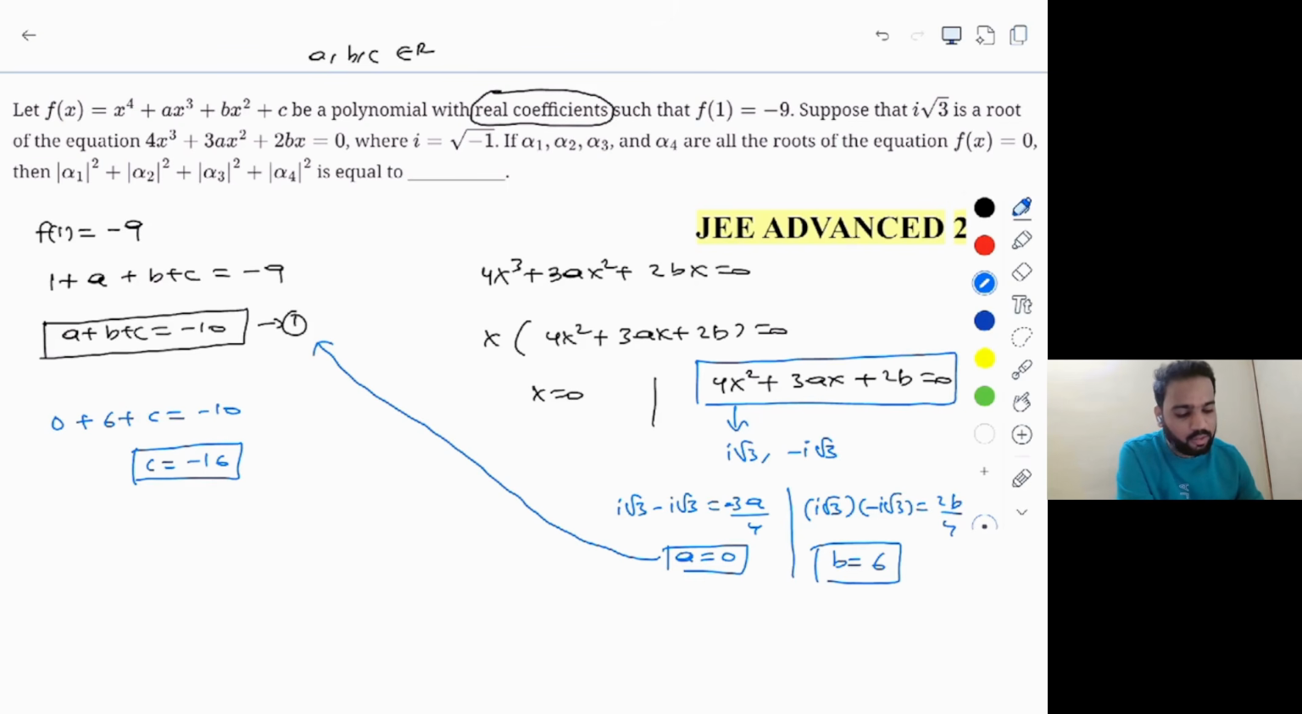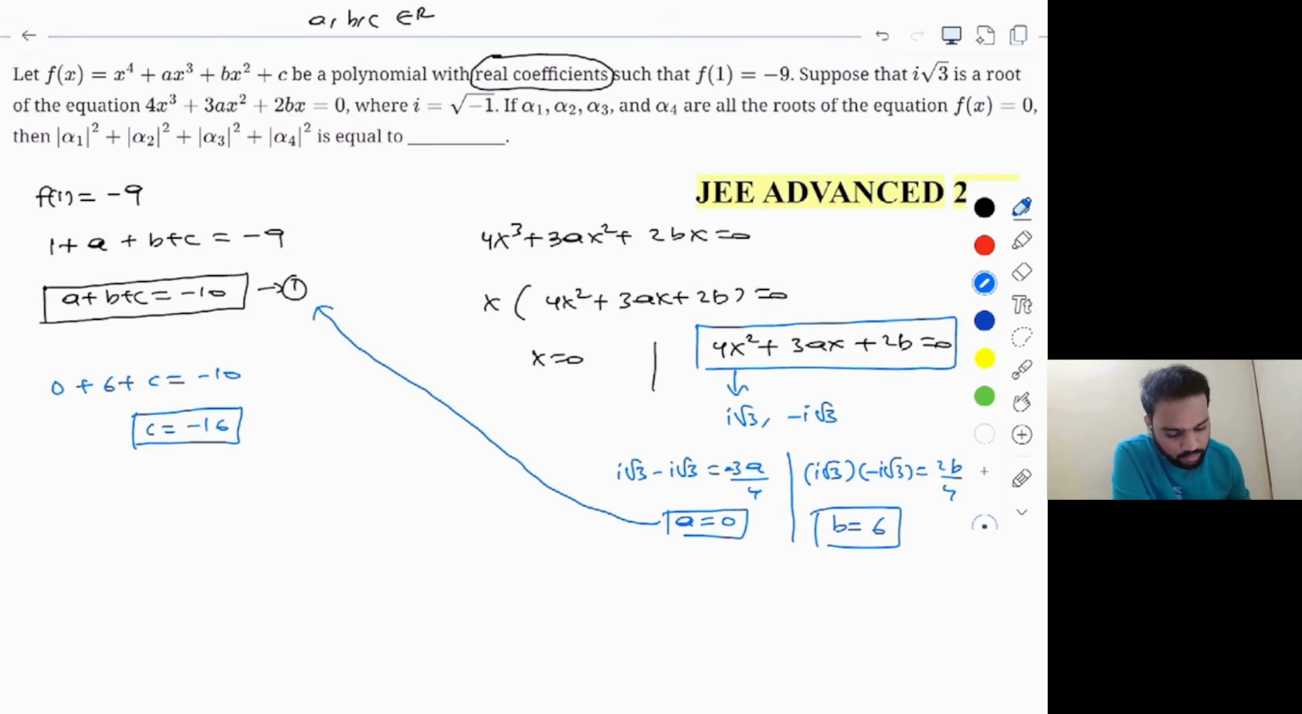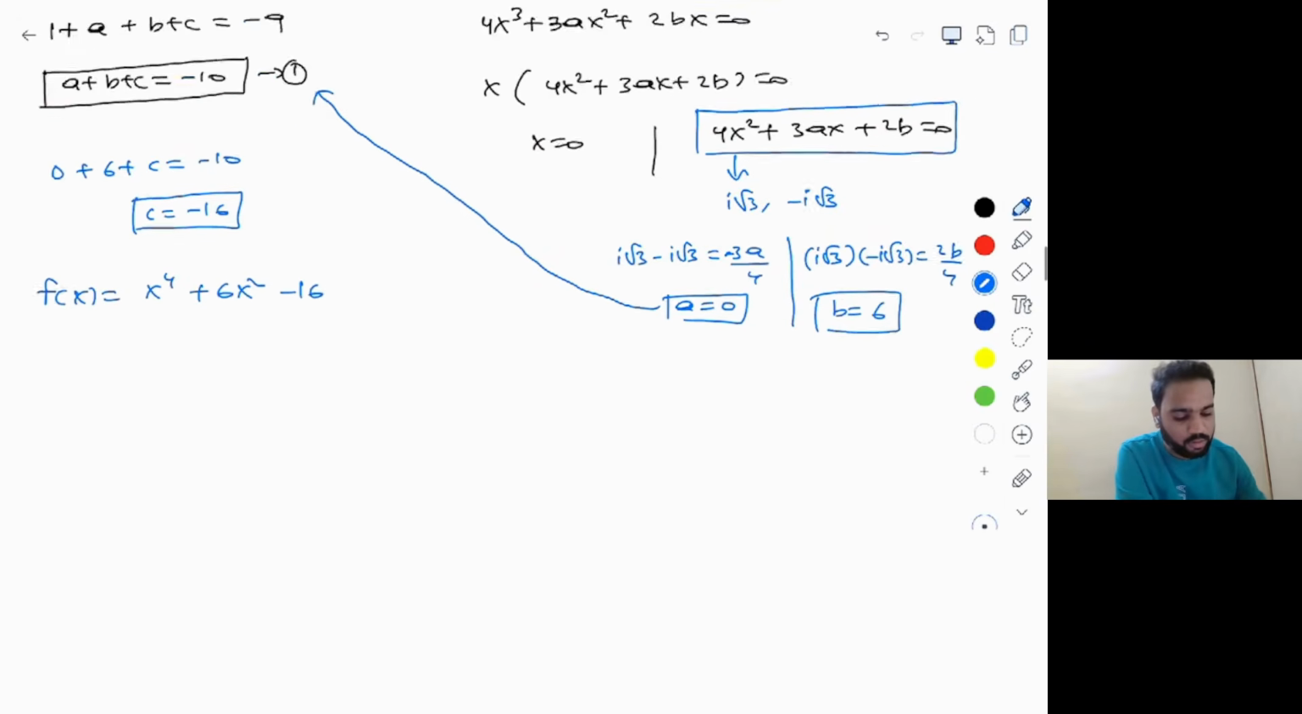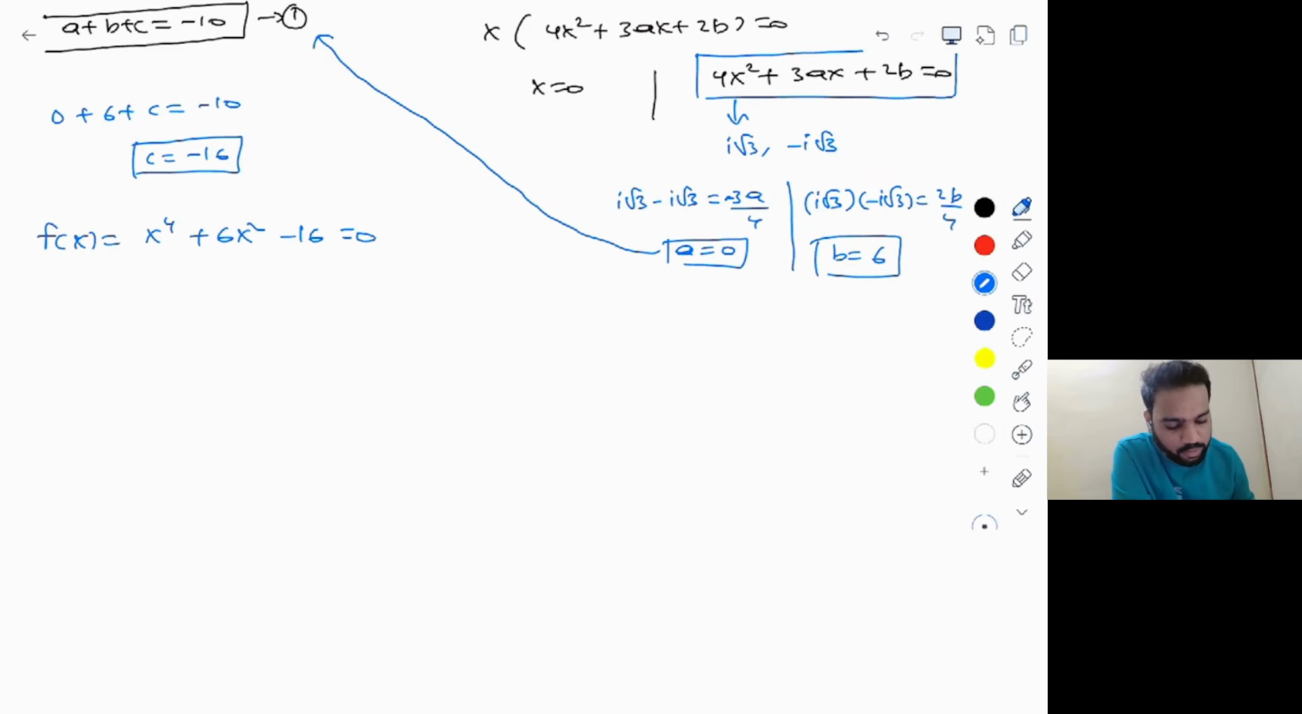Given that alpha 1, alpha 2, alpha 3, alpha 4 are the roots of the equation f of x equals 0. Now, since we know the values of a, b, c, let's construct this f of x polynomial, which will be x power 4, plus 6x square, and c value is minus 16. So we get the simple polynomial f of x as x power 4 plus 6x square minus 16. So we need to find the roots of this polynomial, right? So make it equal to 0.